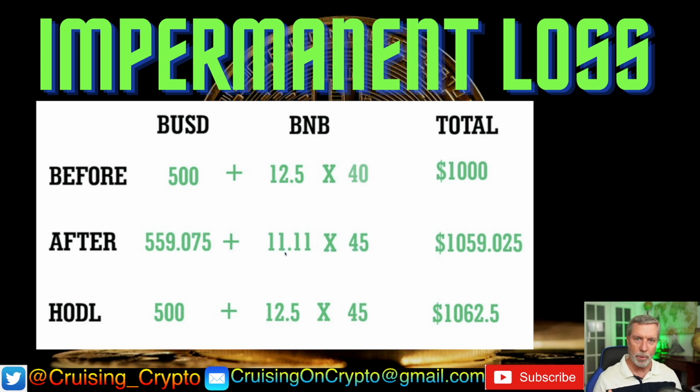And that's why I say it's the risk that no one explains or talks about very well. You now don't have 12.5 Binance coins. You now have 11.11 Binance coins. Sure, you have more BUSD because what they've done is to equal these out to be the same value. They've subtracted your BNB coins and added more BUSD coins. So of course you've still made money because Binance has gone up and BUSD has stayed stable. So you've gone from a $1,000 investment to a $1,059 investment.